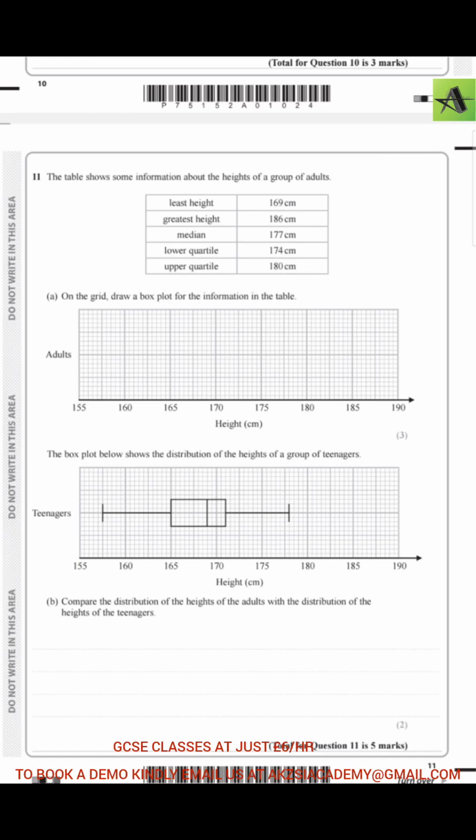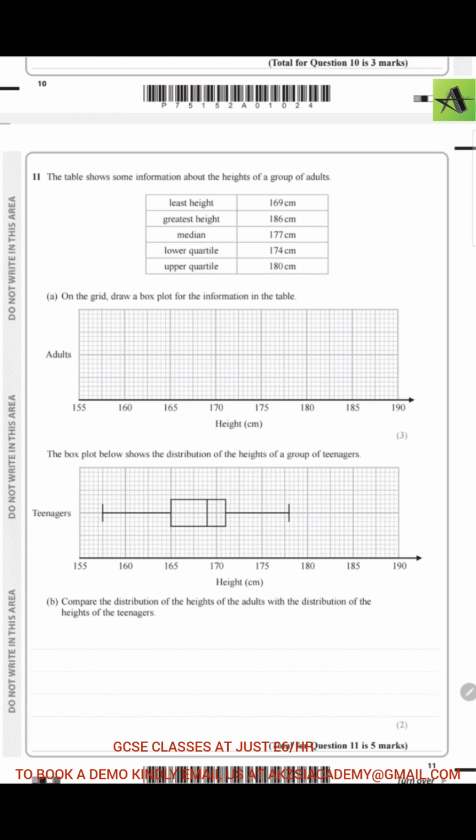So here you can clearly see this is a box plot. They have plotted the smallest value here, the largest value here. This one would be the lower quartile, this one would be the upper quartile, and this one is the median. And the same we have to plot here.